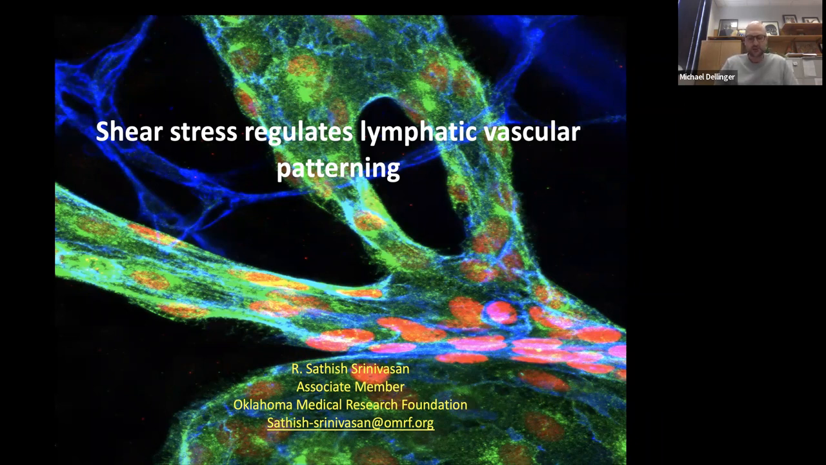Sathish started his own lab in 2013 and has made seminal discoveries on the development of lymphovenous valves and lymphatic valves. And his lab continues to use genetic approaches to investigate the role several signaling pathways serve in the development of the lymphatic system. And he also studied the mechanisms by which lymphatic endothelial cells respond to shear stress. So the title of his presentation is Shear Stress Regulates Lymphatic Vascular Patterning.